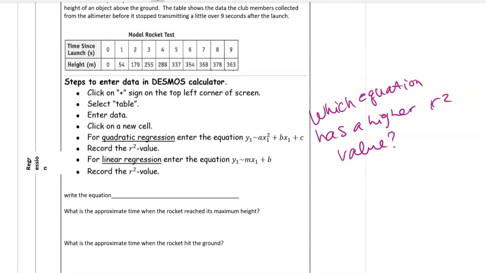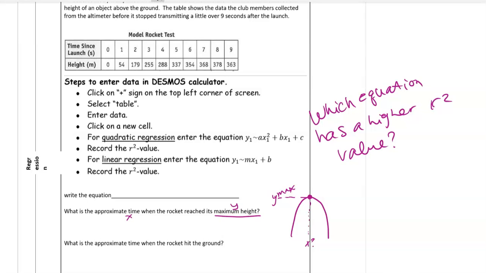So when it says, what is the approximate time when the rocket reached its maximum height? Well, what is the maximum height here? I guess you would look at the graph, because it's probably quadratic. Look at the graph and find the highest point of that graph. What is the max there? Okay, so this is going to be our max. So whatever this number is of the highest point, look at the x value. What is the x value there? That will give us the time.